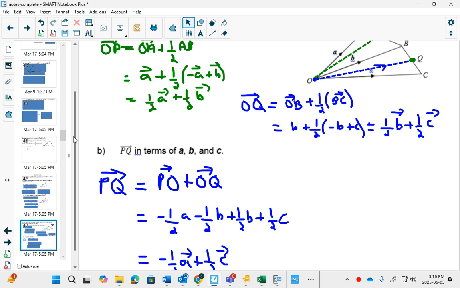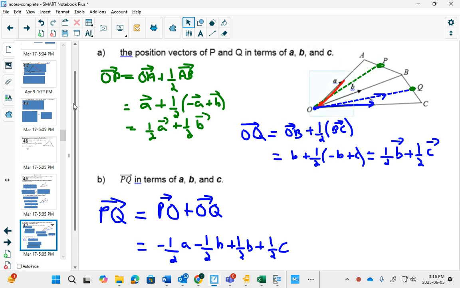I'm terribly curious, if I put this together, here's half of A, but negative direction would be this way. And then half of C would be this. And if I started at P, and went negative half A, and then went, oh my goodness, that's cool. It works out perfectly. Okay?